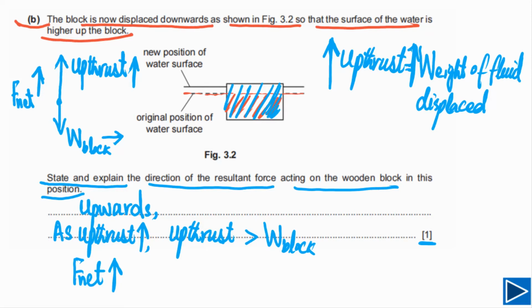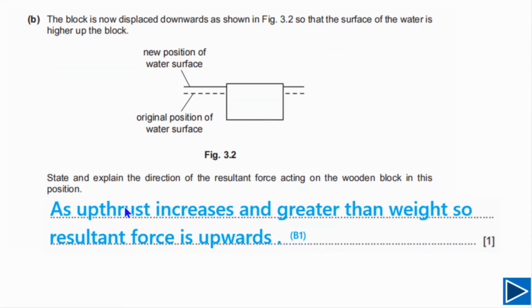In your answer, you can say as upthrust increases, and upthrust is greater than the weight of the block, so the resultant force is upwards. If you have written this one, you will get 1 mark, and that is a B mark.